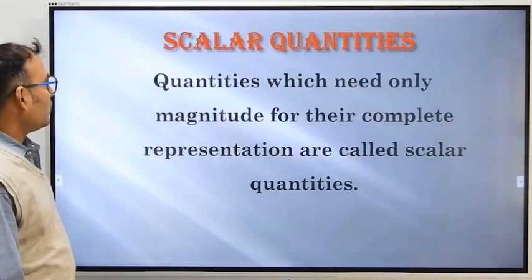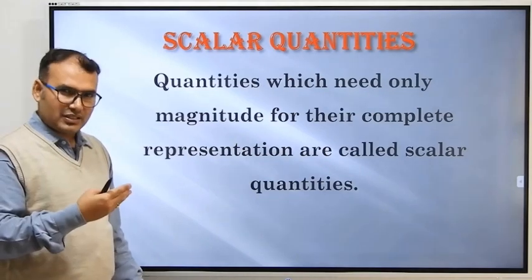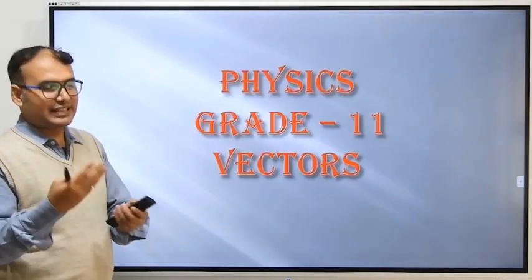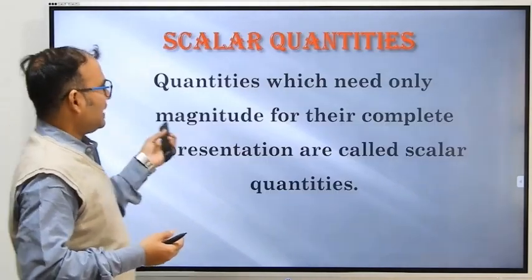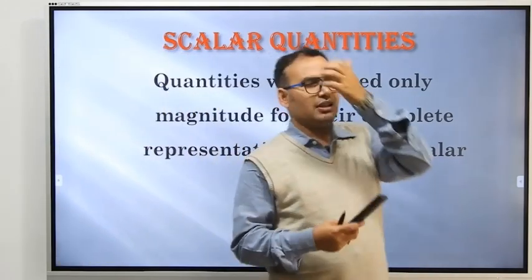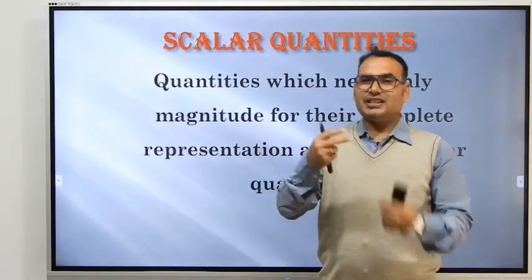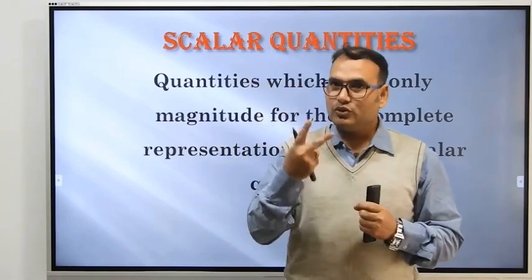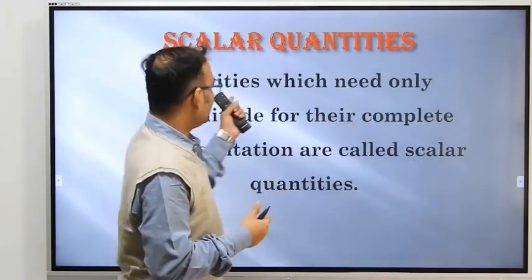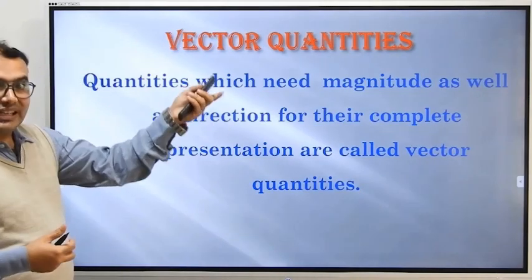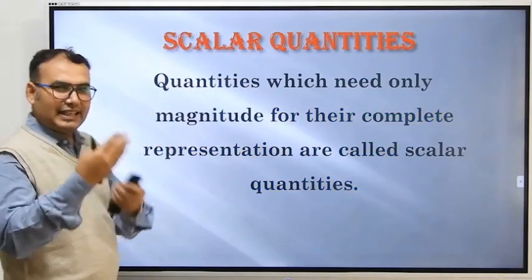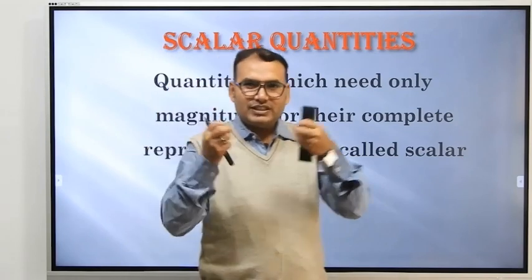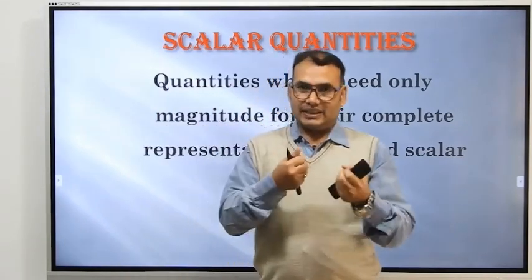Coming to what actually a vector is, what is a vector quantity and what is a scalar quantity. First I'm explaining the scalar quantity. Physical quantities are classified into two groups. One is the scalar quantity and the second group is the vector quantity. So what is the difference between scalar and vector?